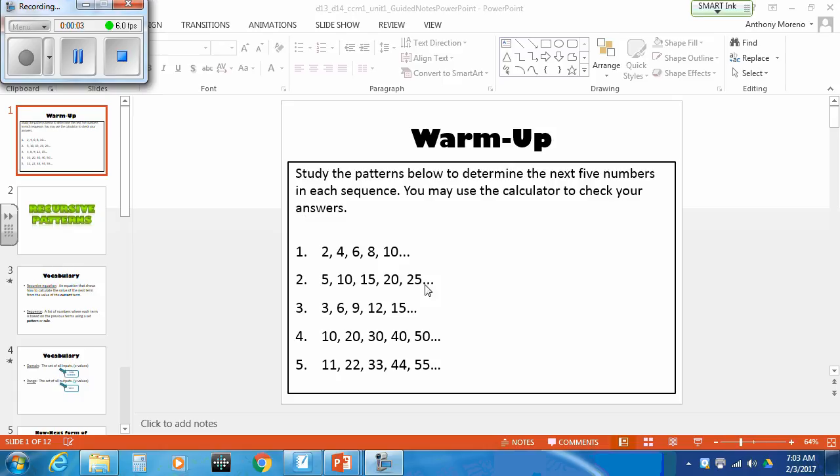So we're going to talk a little bit about recursive equations or recursive patterns. These are a set of patterns here, and if you take a look at them for a little while, you have 2, 4, 6, 8, 10. With this pattern, we're just adding 2 to each term every time. And then the second one, we're going to be adding 5 each time. And if you look at these other three, it's the same thing. We're just adding one number to the previous number each time to get the next number. Okay? And these are what we call recursive patterns.